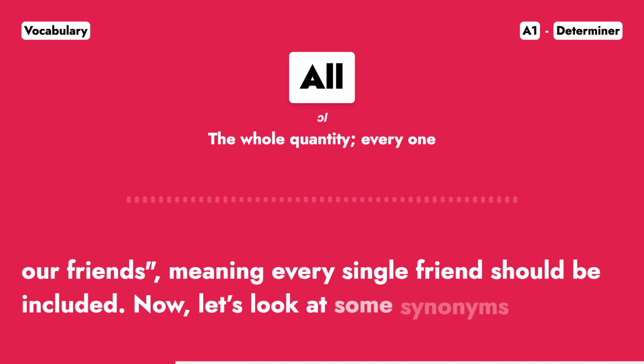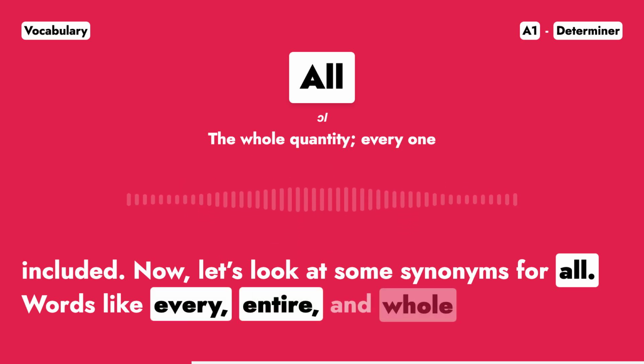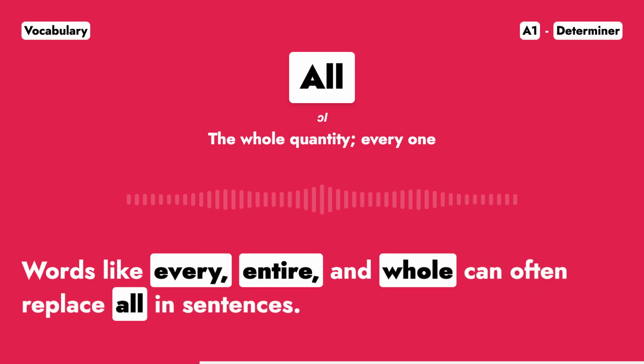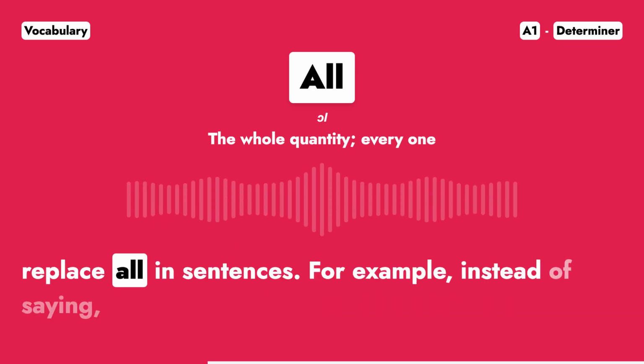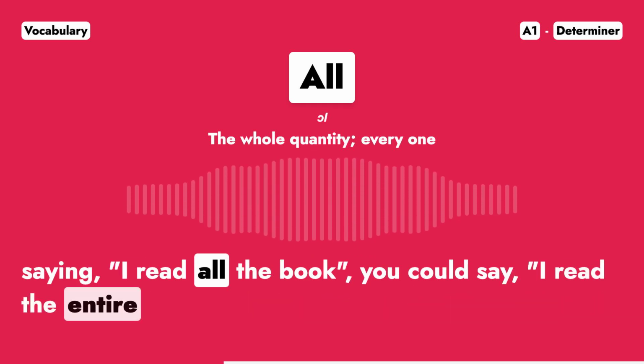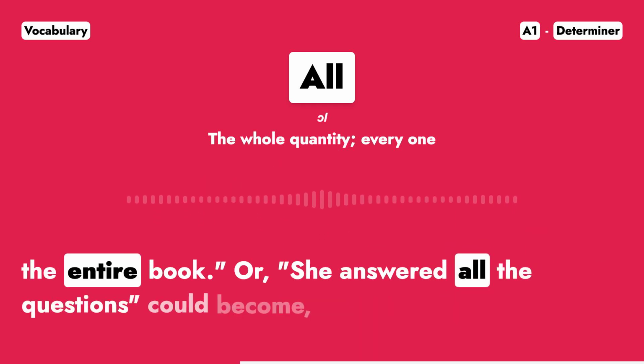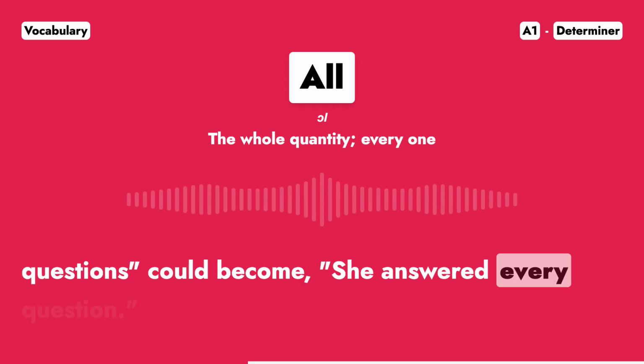Now, let's look at some synonyms for all. Words like every, entire, and whole can often replace all in sentences. For example, instead of saying, I read all the book, you could say, I read the entire book. Or, she answered all the questions could become, she answered every question.